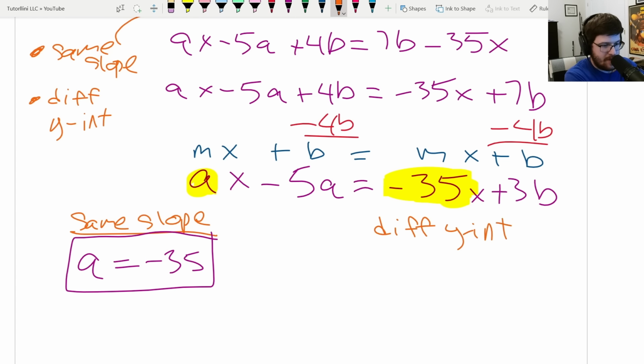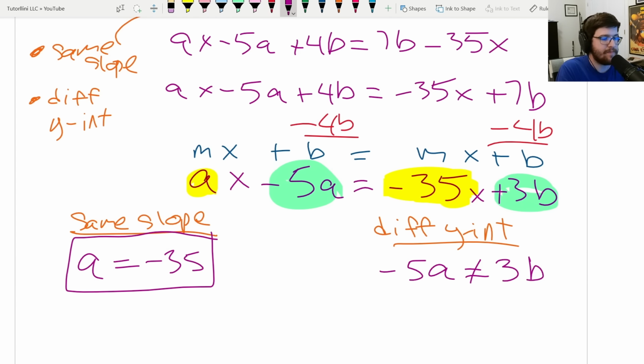So the y-intercepts are the constant terms on each side. So negative 5a and 3b. But they're not equal. We said different, right? So we're going to set them not equal to each other. That's called an inequation. You can do algebra on an inequation just like you can on an equation.